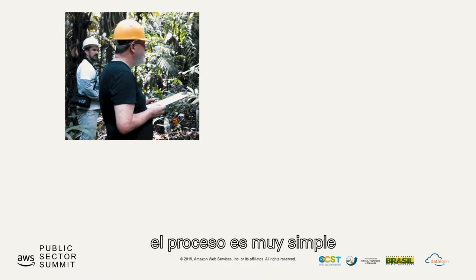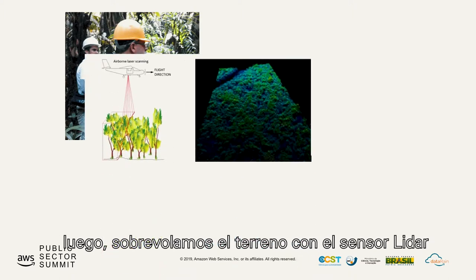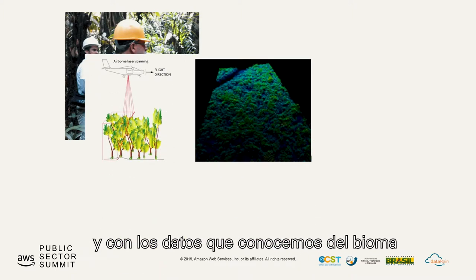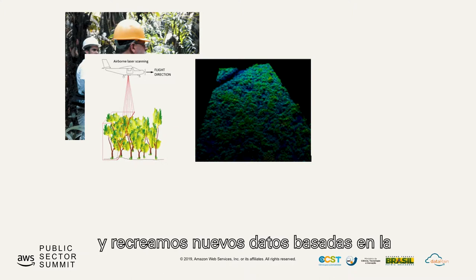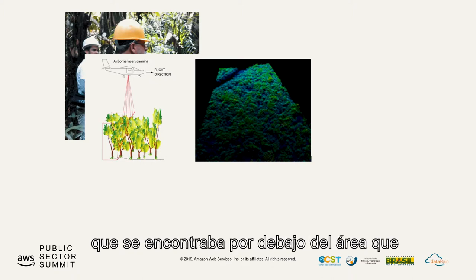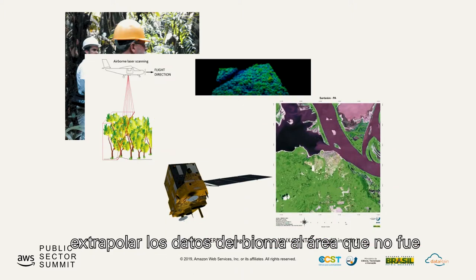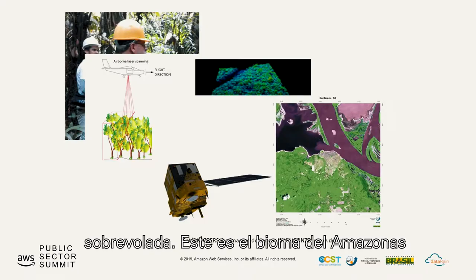The process is quite simple. We went to the field and collected some data. Then we flew with the LiDAR sensor over the areas where we know the biomass, and we created a model that, based on LiDAR, estimates the biomass below the area we flew. Then we use satellite to extrapolate the biomass data over the area where we don't have any flight data.